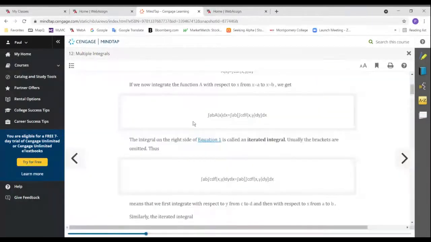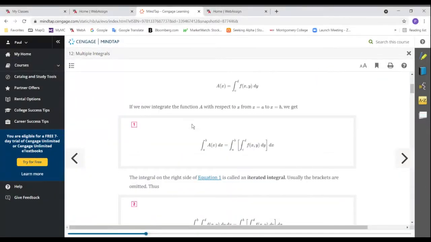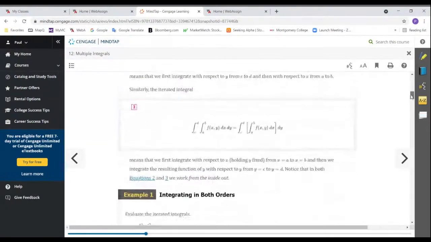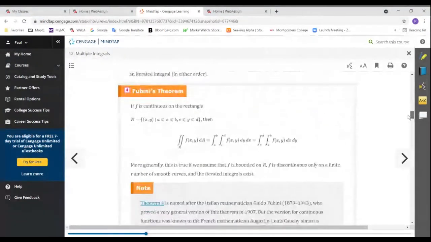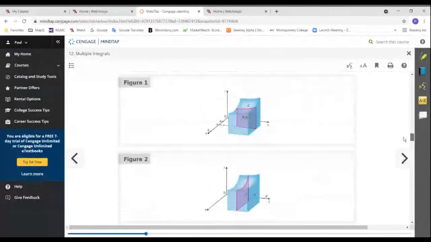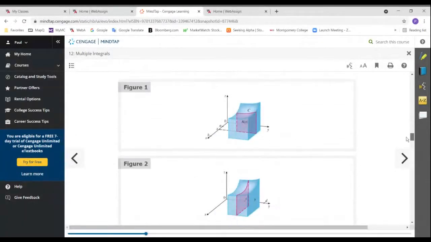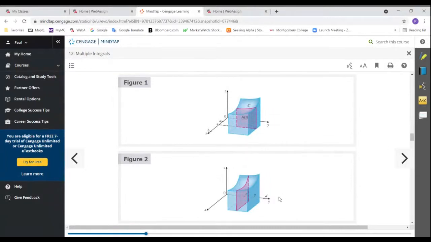I'm sure you thought it was amazing in calculus 1 when you could find the exact area underneath the curve. Well, I hope you'll find it equally amazing in multivariable calculus when you learn how to find the exact volume underneath the surface. So, how might we do this? Okay, I'm in section 12.2.